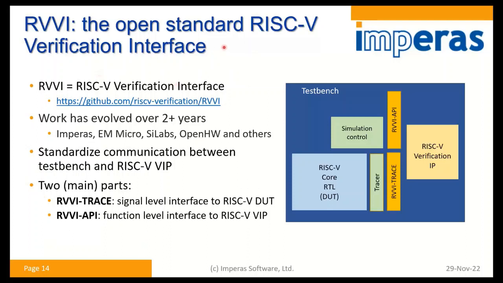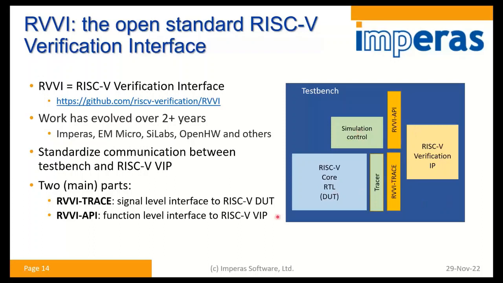And this is where this open standard that we created comes in. It came from the evolution around the Open Hardware projects, but there's some people outside also using it through different companies. And it's the RISC-V verification interface, or RVVI, and it's on GitHub. It's to try and standardize the communication between the different components. So from the tracer to the test bench, from the DUT, and also to the verification IP.